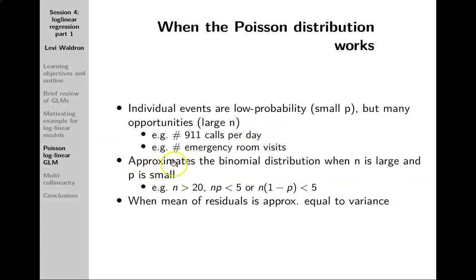Just as a note, the Poisson distribution approximates the binomial distribution in situations when n is large and p is small. That is, there's, say, at least 20 opportunities or 20 trials, and the expected number of successes is less than 5, or the expected number of failures is less than 5. And you can tell that it is an approximate fit of the data when the residuals of a model are approximately equal to the variance.